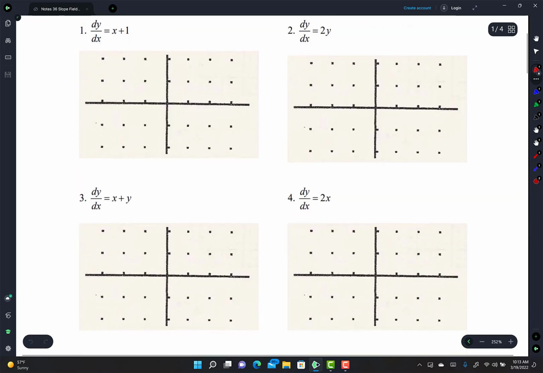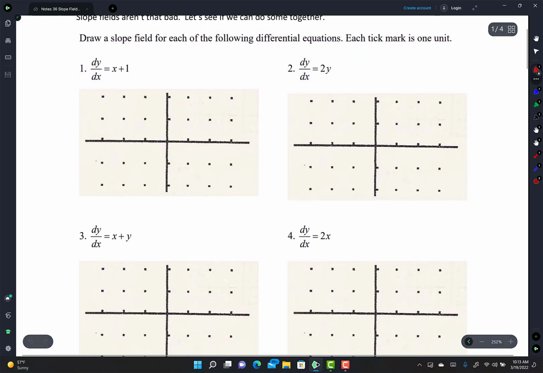All right, let's do number one together. It says dy/dx equals x plus 1. What you're going to do is draw slopes, usually called lattice points or little tiny slope segments, at each little lattice point. You don't have to worry about technicalities. Notice that dy/dx, that means slope, is only influenced by the x variable, x plus 1. So the y never affects it. Does that make sense to you guys?